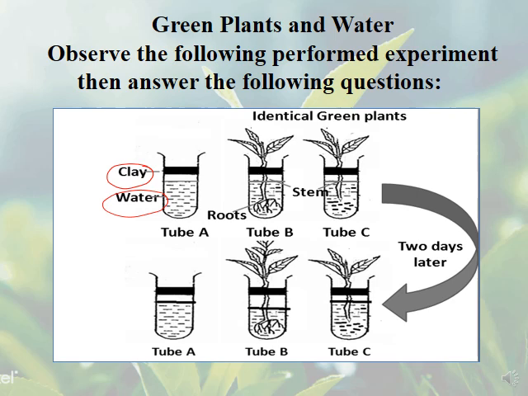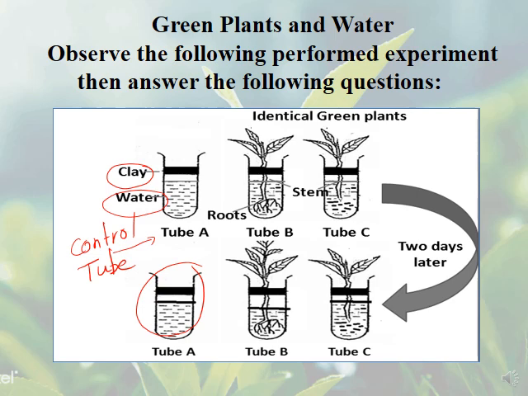Tube A contains no plants. 2 days later, the level of water remains the same. This tube A is said to be the control tube. It's similar to the control tube we used in the digestion. Control tube is used to compare and to explain the different experimental results.